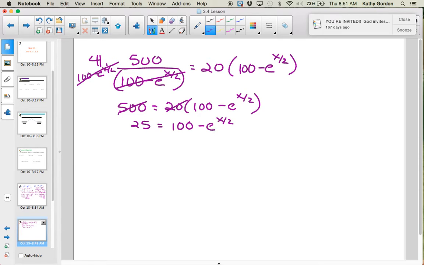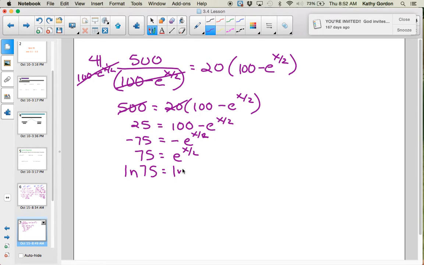Move the 100 over, so that's going to be a negative 75 equal to negative e to the x minus 2. Before you change it to a natural log, get rid of the negatives. Now does that look doable? Yeah. Can I pick a strategic log this time? Natural log, because I just have that e there, so I can pick the matching base, which is natural log.